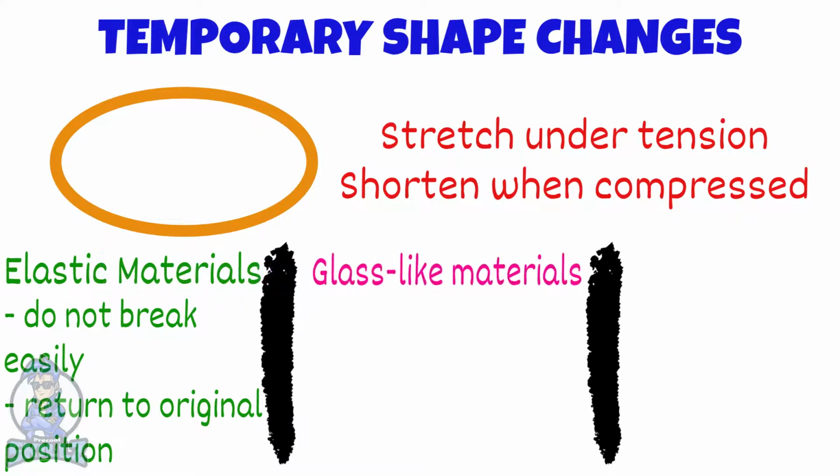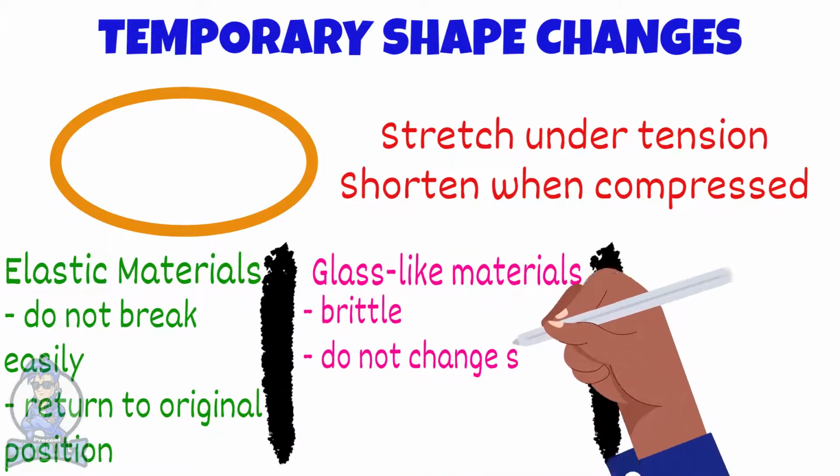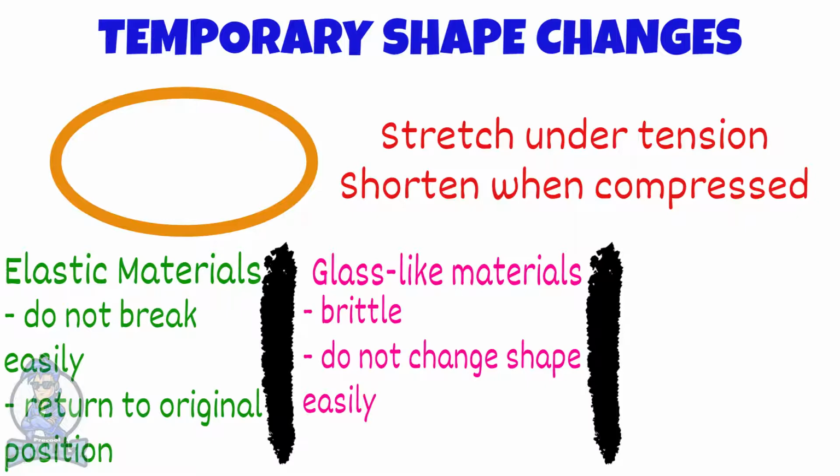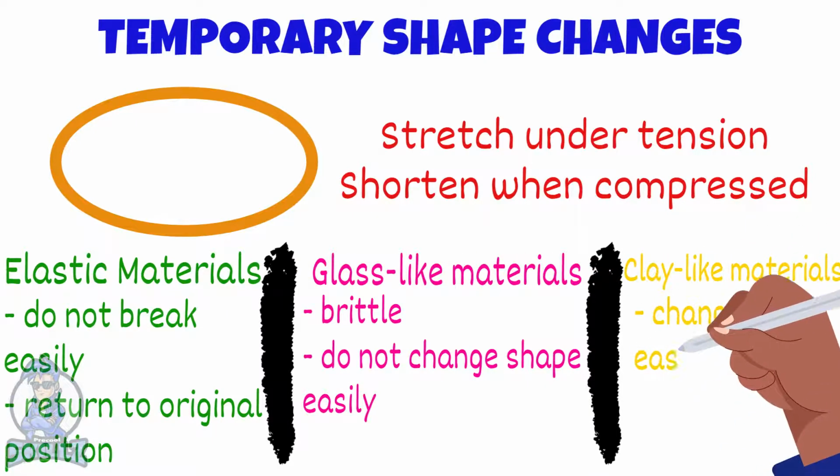But materials like glass are brittle. They do not change shape easily but can break under force. Materials like clay can change shape at the simplest of touch.